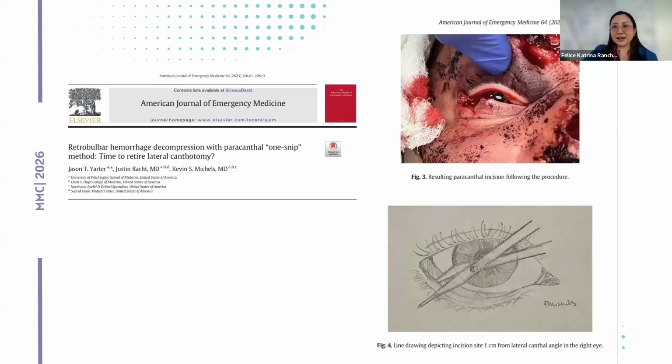I realize that lateral canthotomy and cantholysis is a difficult procedure. Even if I've done my fair share of those, if you do it in the ER setting with a very tight orbit, it's still very stressful. So this is an alternative procedure. It's called the paracanthal one-step method. It's basically a full thickness lid laceration. You just cut through the lid margin down to the septum. So it does the job.